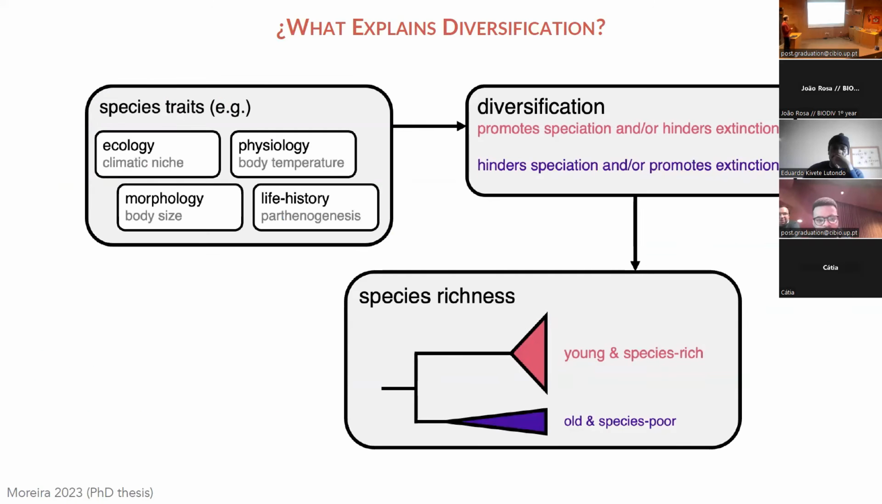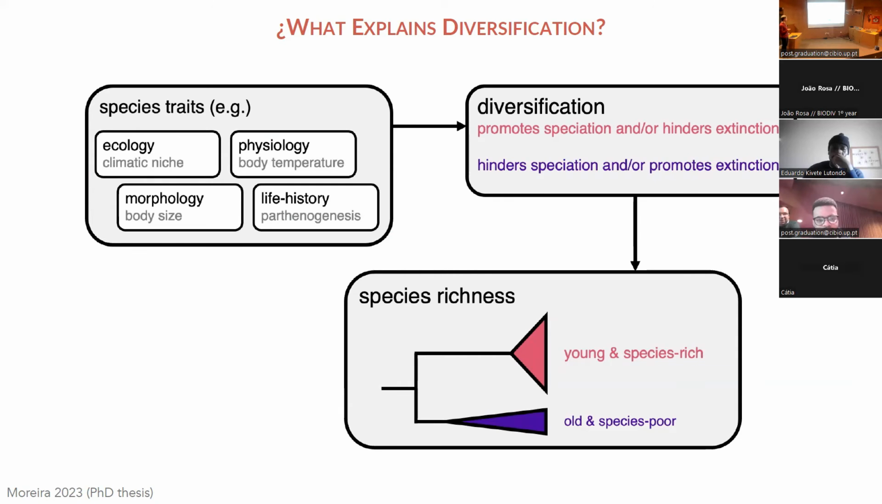But then if diversification alongside time helps explain the variation in species richness patterns, what helps explain the variation in diversification rates? Species traits, as we've seen in the previous slide, can have a strong impact on diversification. There are many species traits that can influence diversification, either climatic niche, physiology, body size, or even reproductive mode. And these traits will either hinder or promote diversification. Remember that diversification is usually calculated as speciation minus extinction.